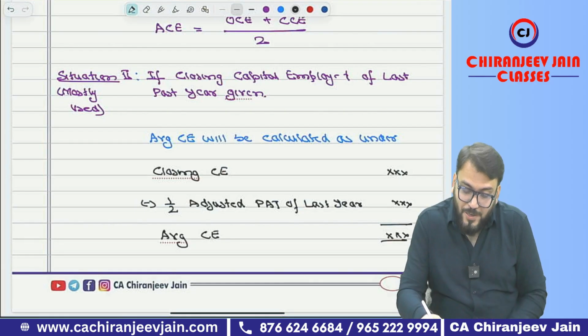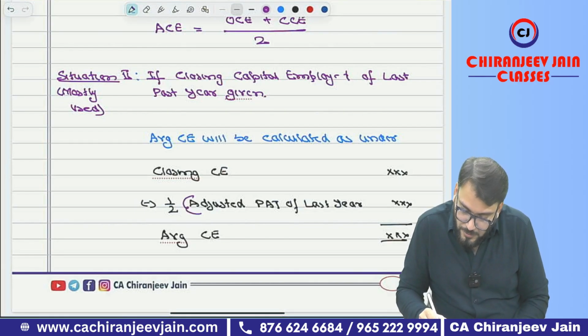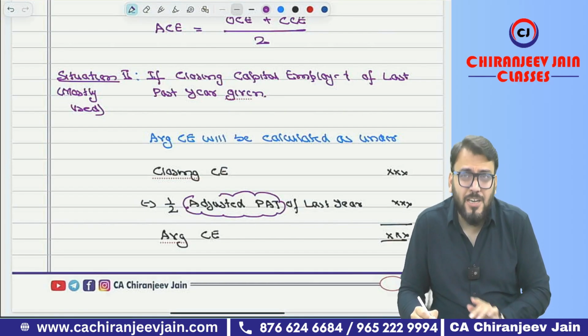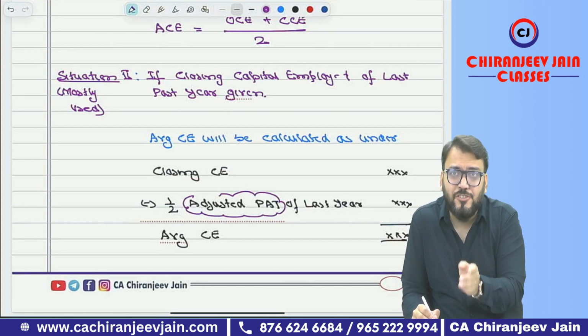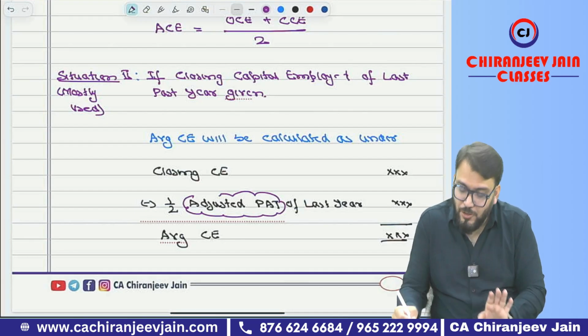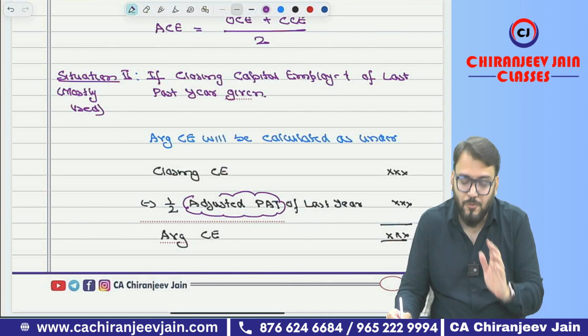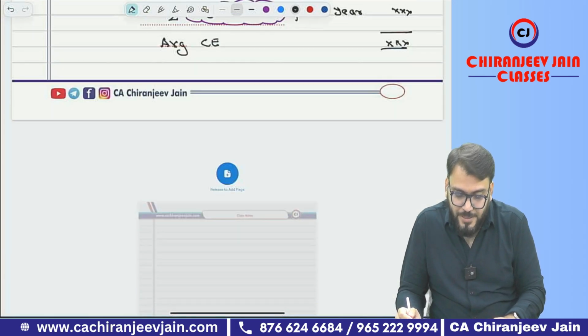Now you know what the adjusted profit is. Already we calculated adjusted profit of last year when we did the FMP calculation. We'll take half adjusted profit after tax of last year, do minus, and we'll get average capital employed. If you have not understood, let me explain this formula.